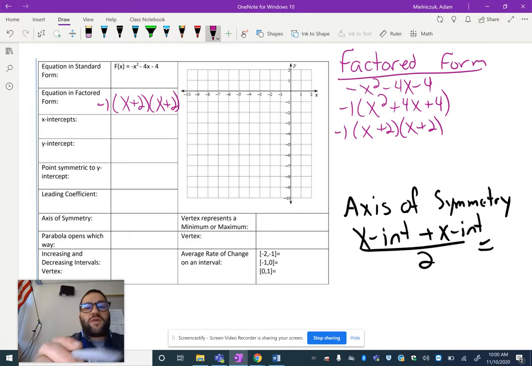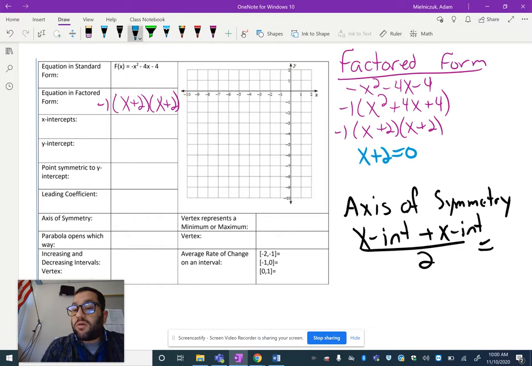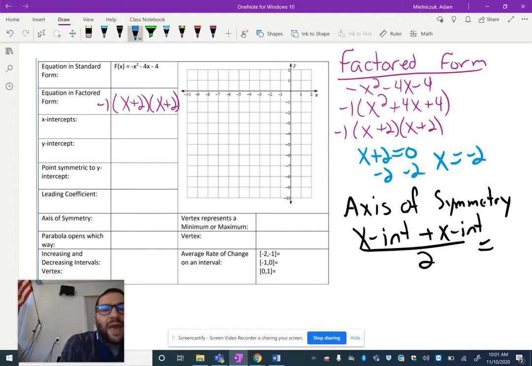All right, so to find the x-intercepts, we need to take our factored form and set it equal to 0. In this case, there's only one factor to set equal to 0 because they're the same thing. Subtract 2, and we get one x-intercept at x equals negative 2, or you could say negative 2, comma 0. So let's plot that point. Only one of them.